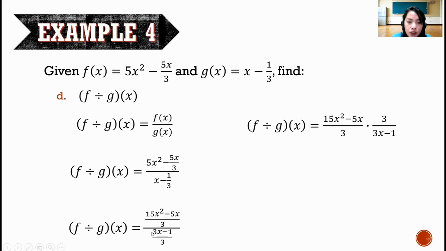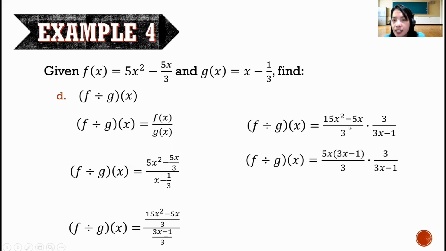Kung mapapansin niyo dito yung operation natin, kasi may guhit siya, meaning this is division. So we're going to change this to multiplication para ma-simplify. So now you can have here, we can simplify this as to 5x times the quantity 3x minus 1. If you're going to multiply this two, babalik siya sa dating form na 15x squared minus 5x.